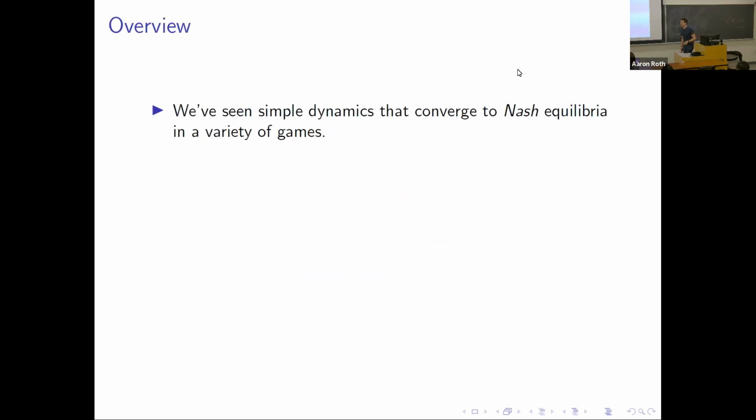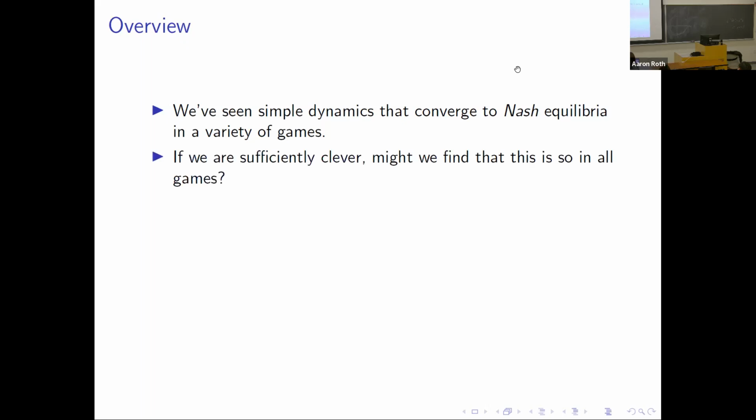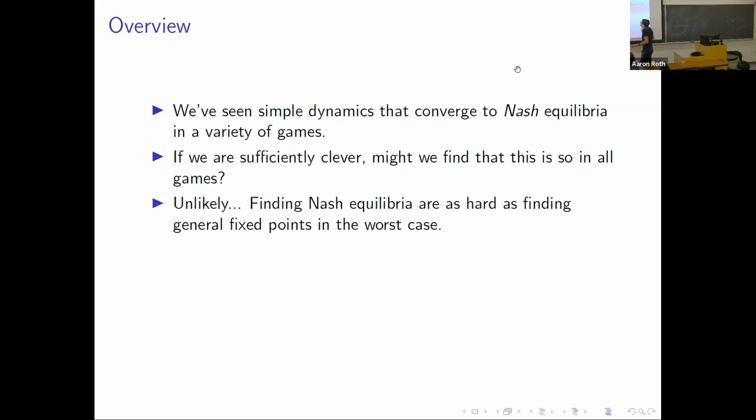Okay, so I think this is probably telling that story. We've seen simple dynamics that converge to Nash equilibria in congestion games and in separable zero-sum games. And so you might at some point think to yourself, if we are sufficiently clever, then maybe we can find some class of dynamics that doesn't care about the structure of the game. It just converges to mixed strategy Nash equilibria in any game. But for various complexity theoretic reasons, that appears to be unlikely.